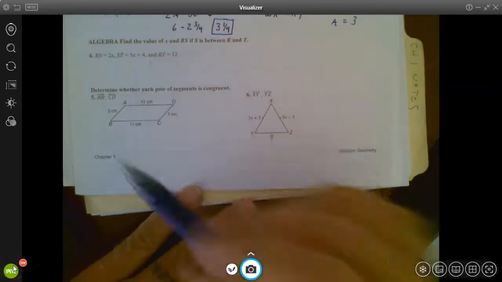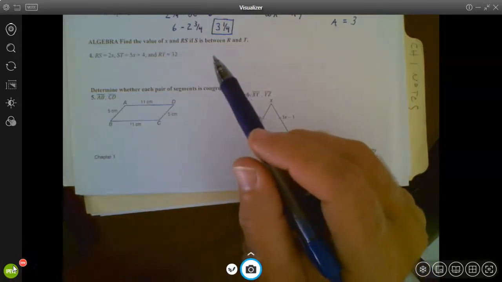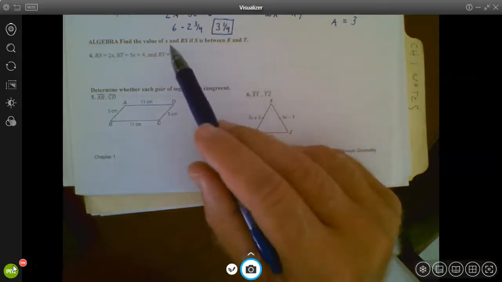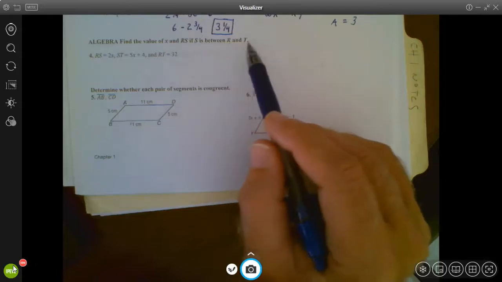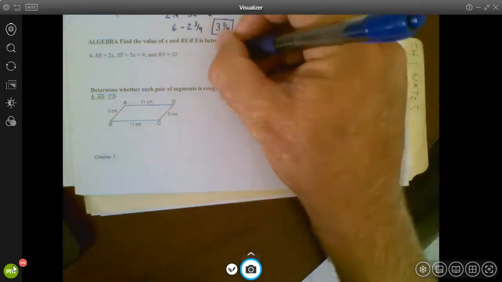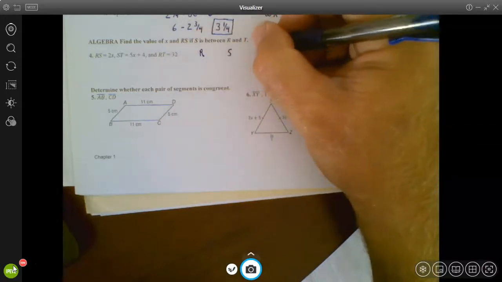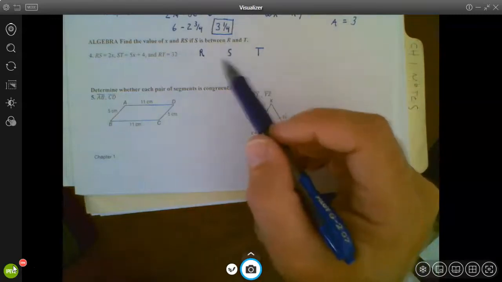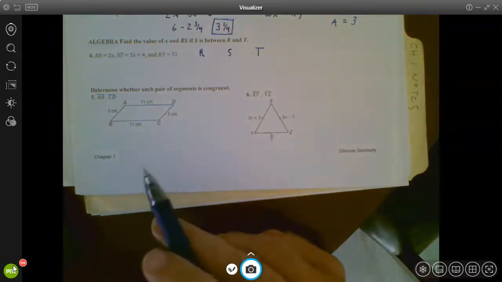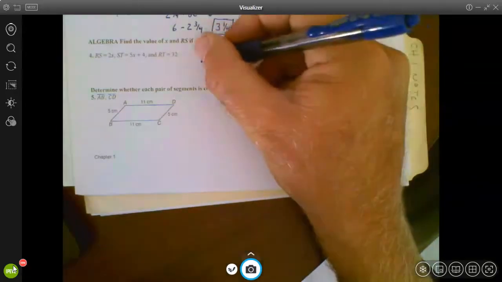So this one comes without a diagram, and in geometry, diagrams make a giant difference, so I would always encourage you to draw one. This one says that S is between R and T. So if S is between R and T, right, it doesn't say it's in the middle, so we don't know necessarily that this is equal to this. It just says it's between them, so it could be anywhere between them.